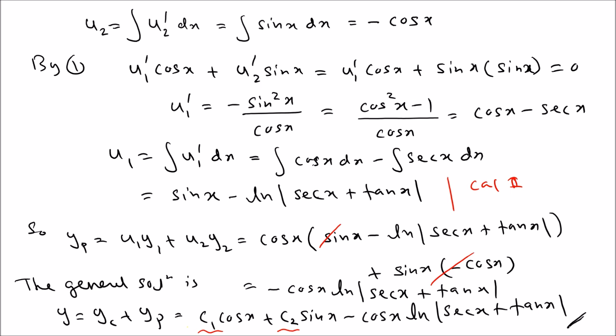You write the two equations for u1 and u2, and use the elimination method to remove one of them and solve for one, and then use one of those equations again to solve for the other one. The variation of parameters also has a formula, so let's discuss that, and you are allowed to use that in an exam. So let's talk about the formula for the variation of parameters method.